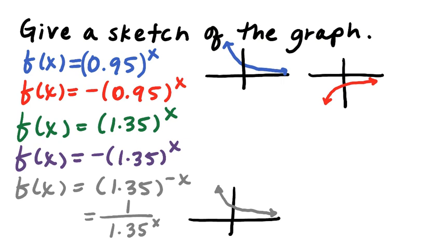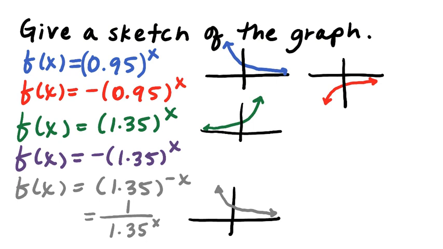This green one, since the base is bigger than 1, is exponential growth. And we're familiar with that. It looks like the graph of e to the x. It grows as you move to the right. As you move to the left, you're dividing by 1.35 over and over again, and it gets closer to 0.